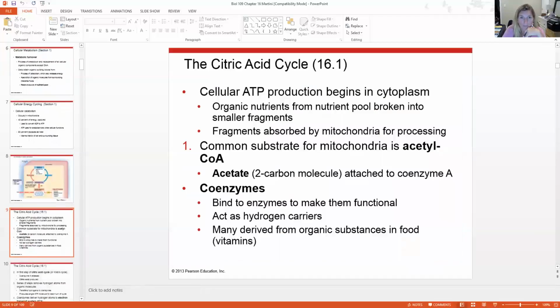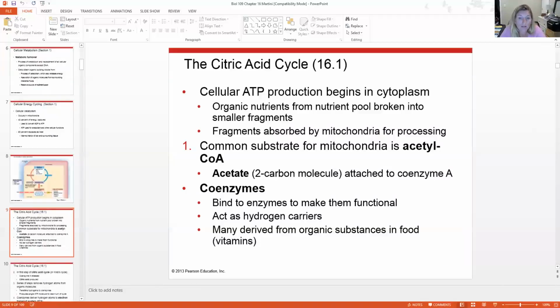So one of the major components is called the citric acid cycle. This is where cellular ATP production begins in the cell. Organic nutrients from the nutrient pool are broken down into smaller fragments, and the fragments are absorbed by the mitochondria for processing. A substance that's used by the mitochondria is called acetyl-CoA. Acetate is attached to a coenzyme A to create acetyl-CoA.